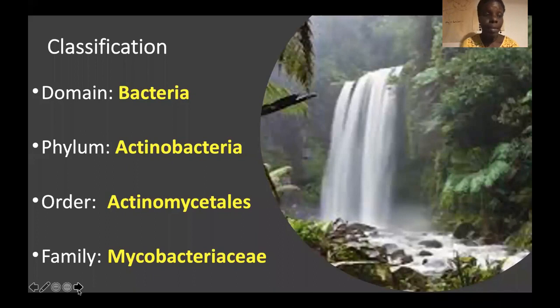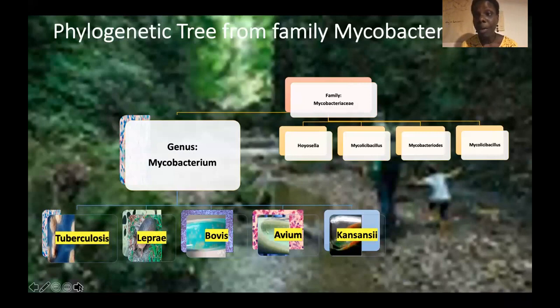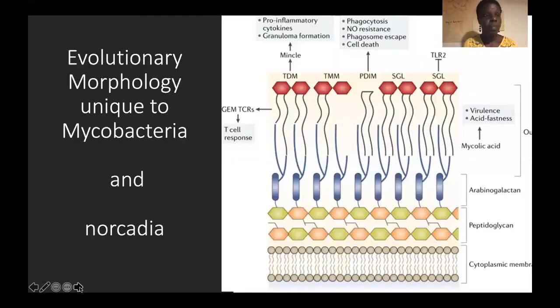From domain bacteria all the way to order Actinomycetes, the family Mycobacteriaceae diverges into Mycobacterium and several others, and the genus Mycobacterium splits into tuberculosis, leprae, bovis, avium, kansasii, etc.